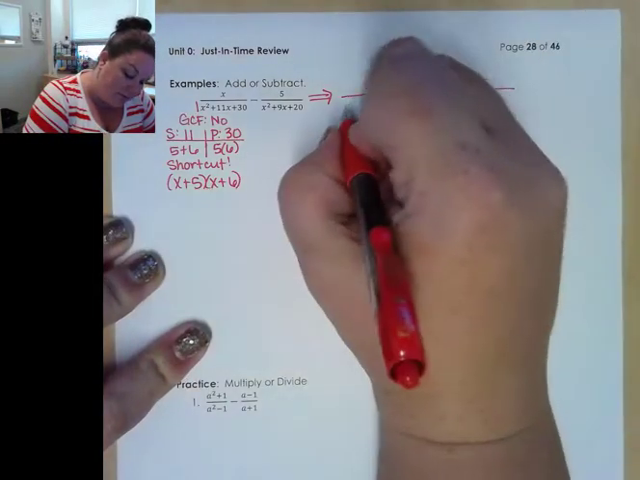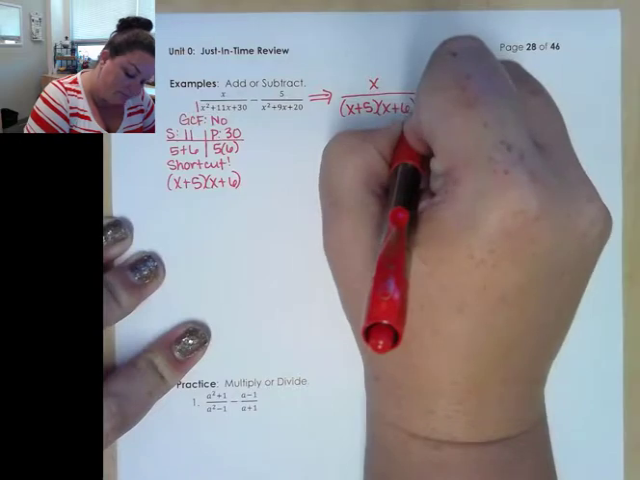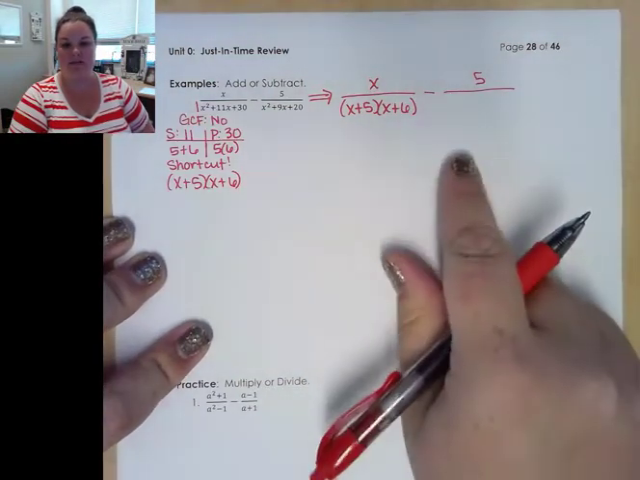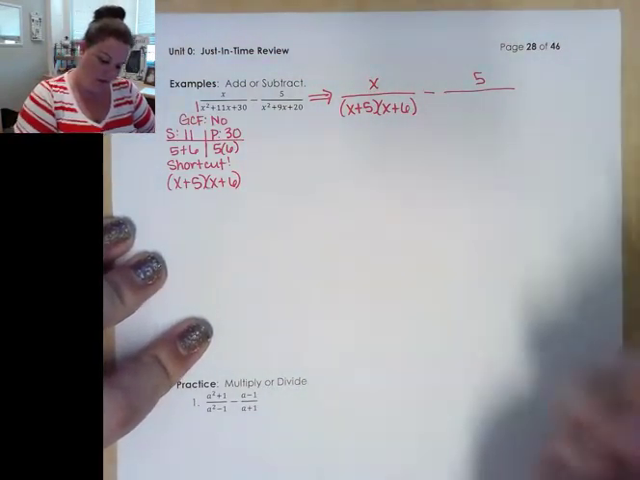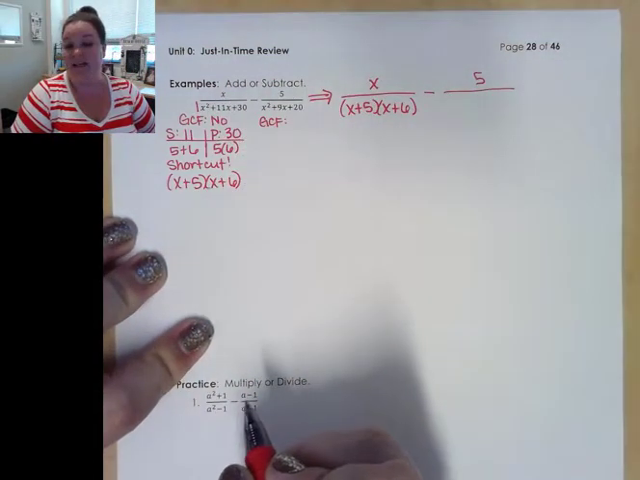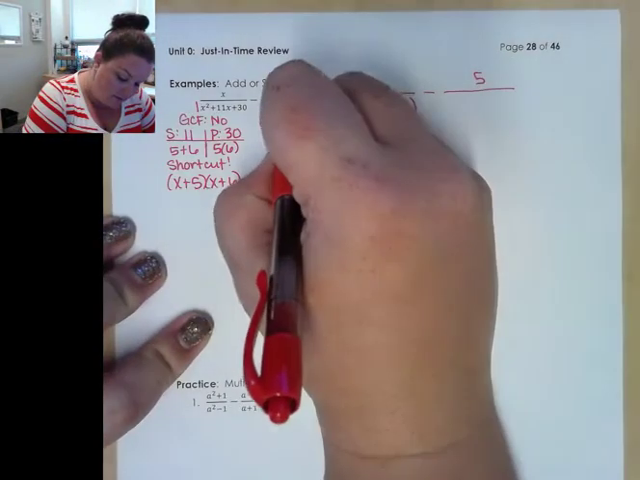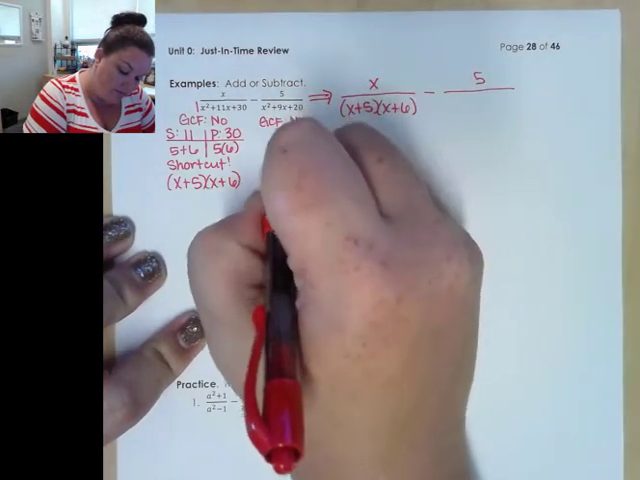All right, so I have the first denominator factored, and now I need to factor the second denominator. So again, I'm looking for a greatest common factor. In this case, I don't have one, no numbers in common, no x's in common, so we're gonna say no.